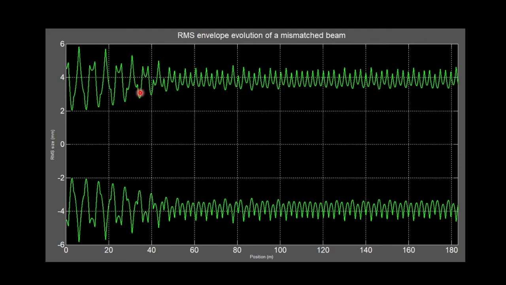Now you see the difference of what happens when you mismatch the beam. You will land up with an extra mode of oscillation in the envelope. For the moment, please remember only this much, and I'll be comparing the two cases simultaneously soon.